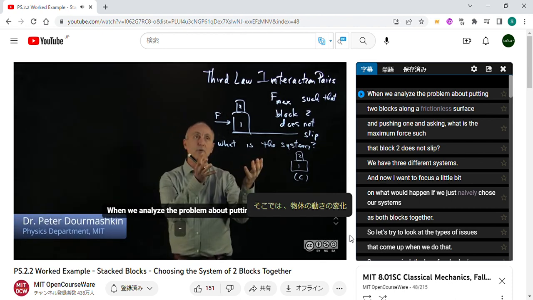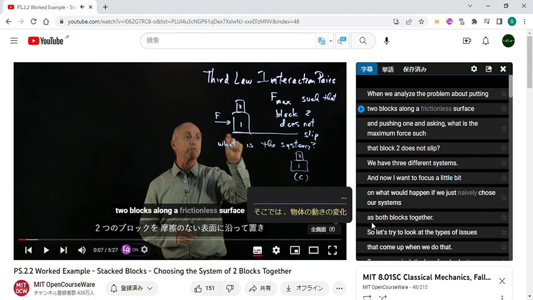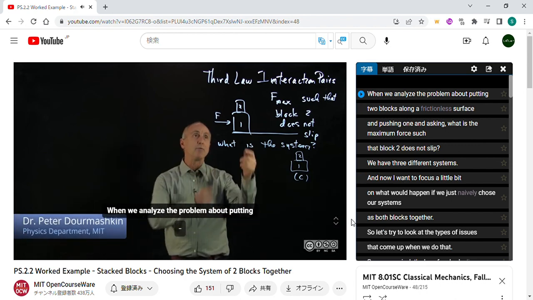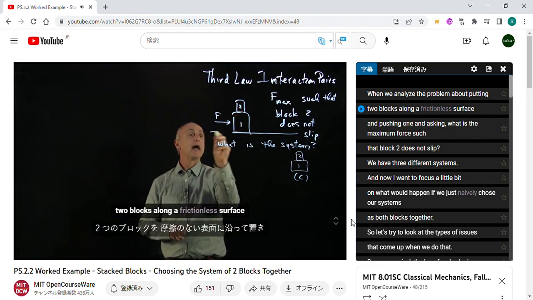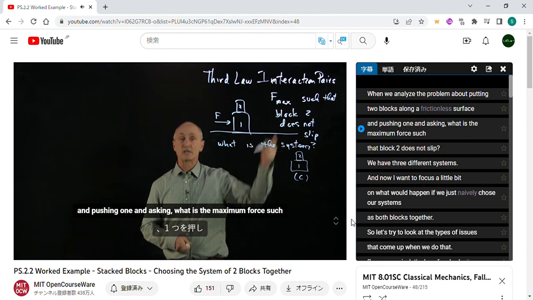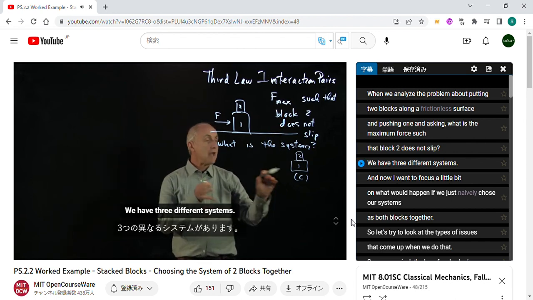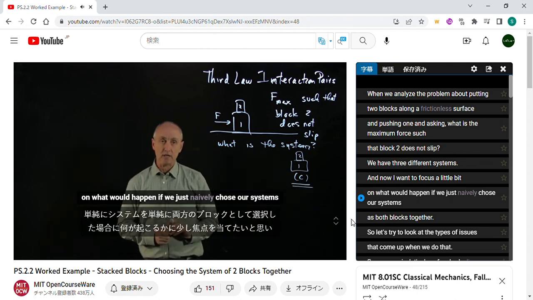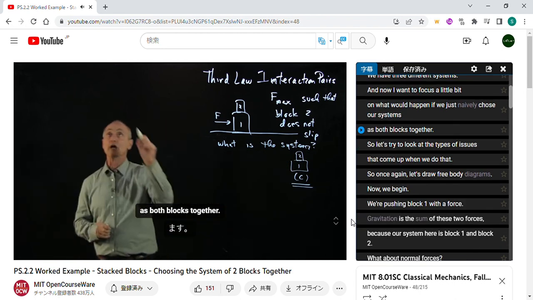When we analyzed the problem about putting two blocks on a frictionless surface and pushing one, and asking what is the maximum force such that block 2 does not slip, we had three different systems. Now I want to focus a little on what would happen if we just naively chose our system as both blocks together.